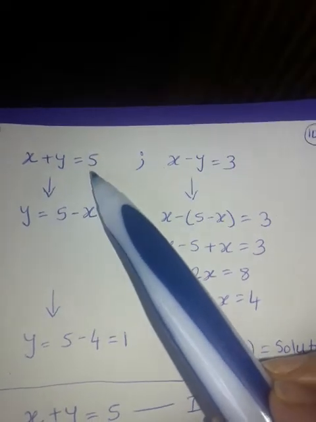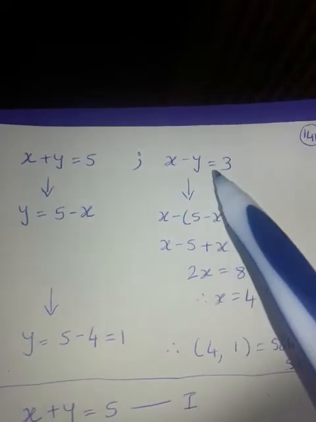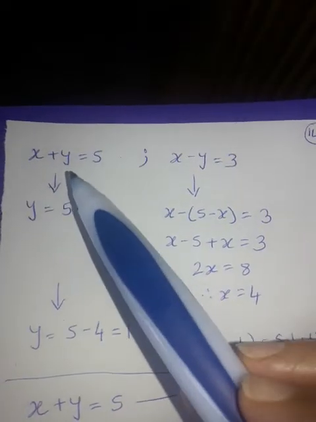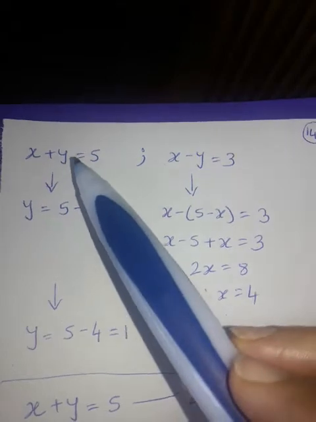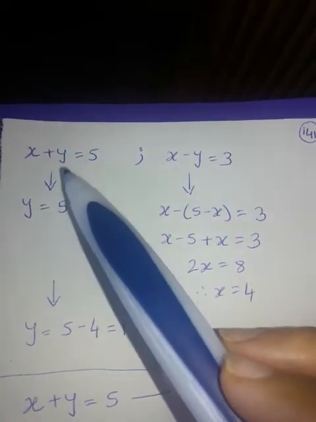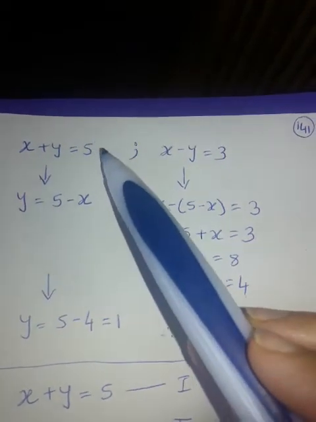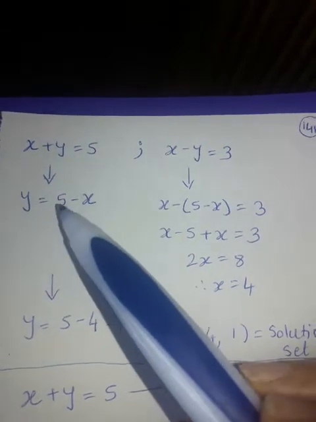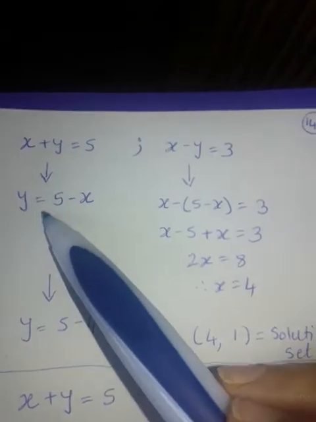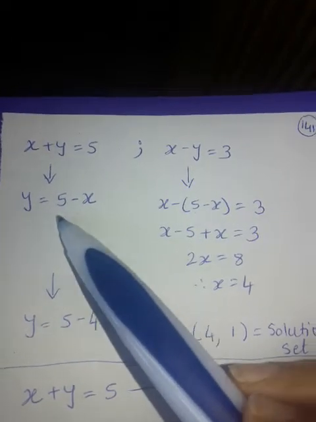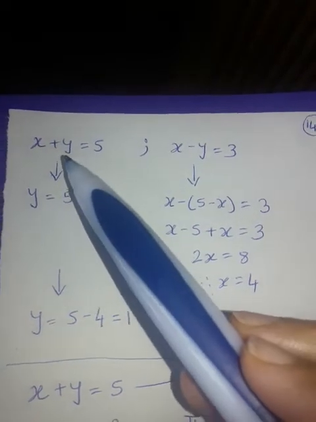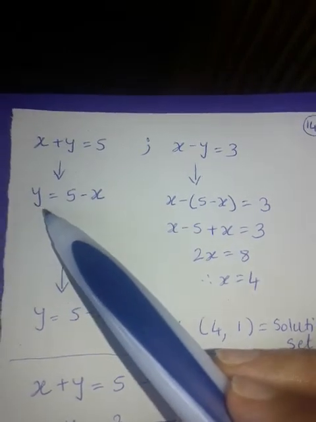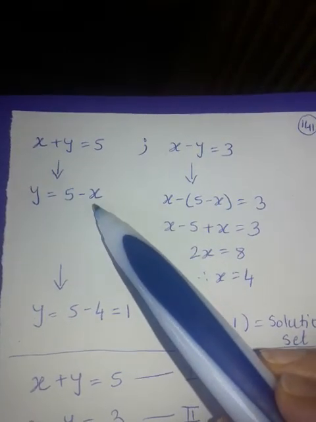x plus y is equal to 5, x minus y is equal to 3. So what can I do here? I am keeping y on the left hand side and I am taking x to the right hand side. So y is equal to 5 minus x. I am writing y in terms of x. Are you getting it? So the value of y is 5 minus x.